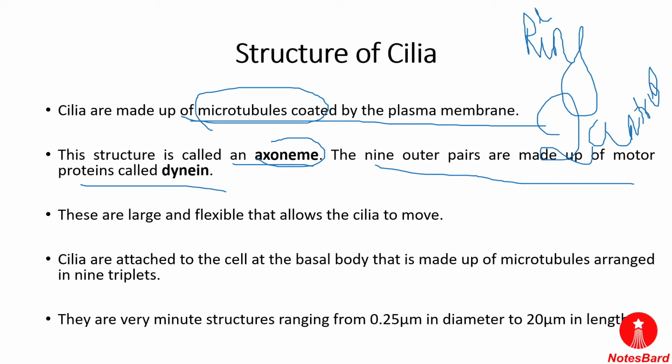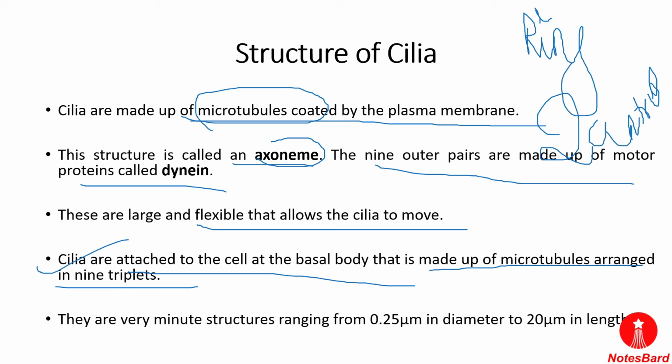Now these are large and flexible, which allows the cilia to move. Cilia are attached to the cell at the basal body and are made up of microtubules arranged in 9 triplets. They are very minute structures, ranging from 0.5 micrometer in diameter to 20 micrometer in length. So this is the diameter and the length of the very minute cilia.